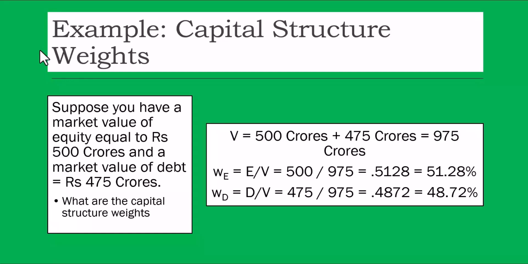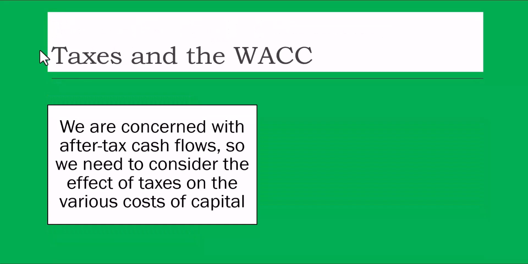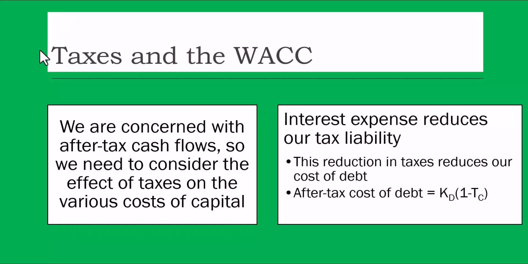Then we do these simple calculations. 500 crores is the value of equity. 475 crores is the value of debt. So V is 975. So E upon V is 51%, so 51% of your money is financed through equity and 49% through debt. This will become your weights. Now we have each source of capital and its cost, cost of equity and cost of debt. We multiply and then we add. We get the weighted average cost of capital.